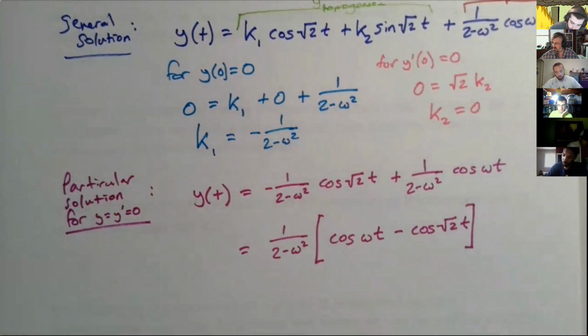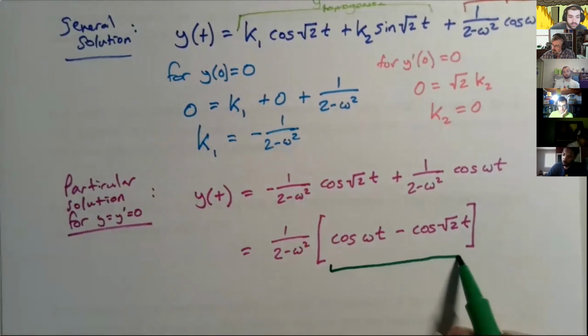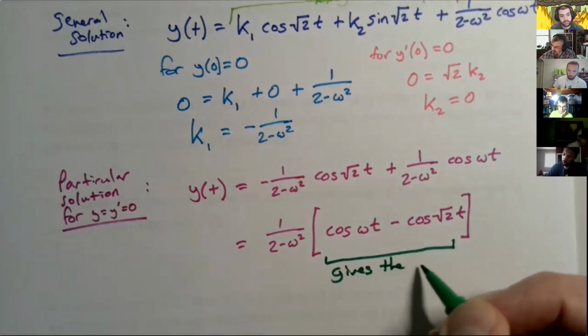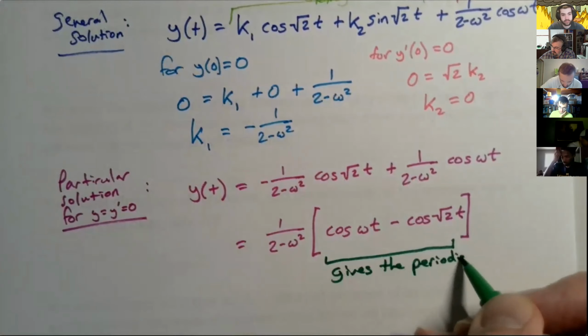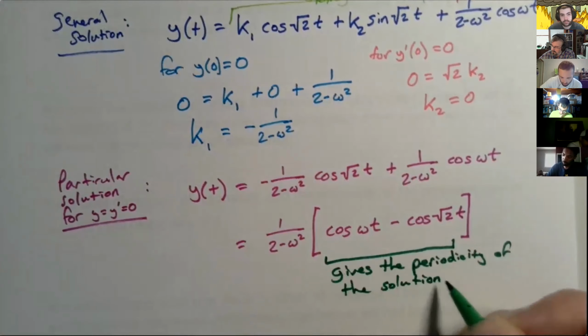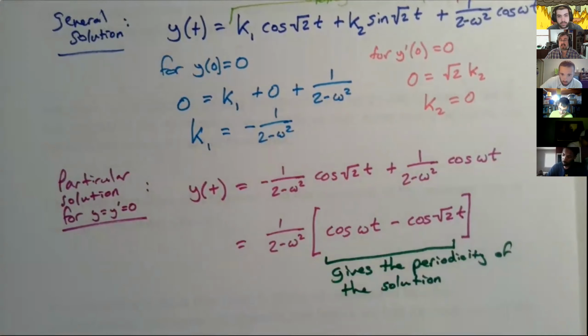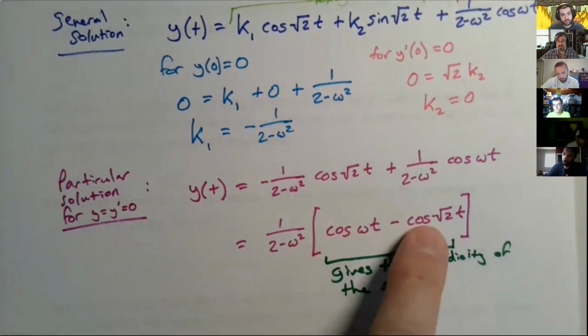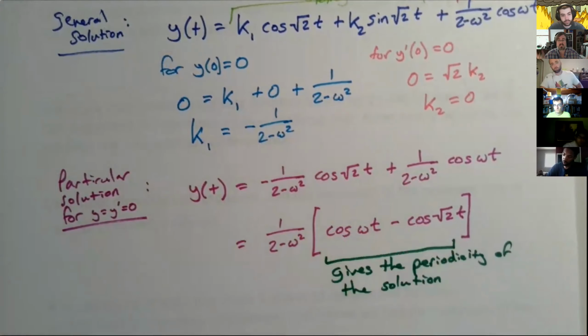So what do we see when we look at this? Well, hopefully you see two things. You see a periodic component. This gives the periodicity, and it is completely dependent upon what you tune your omega to, what you tune your forcing function to. And notice, if this is square root of 2, then we have it minus itself. It just disappears.